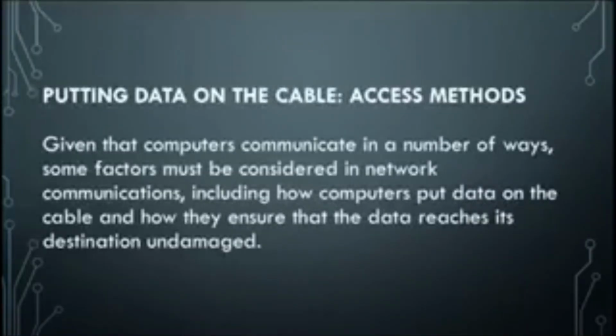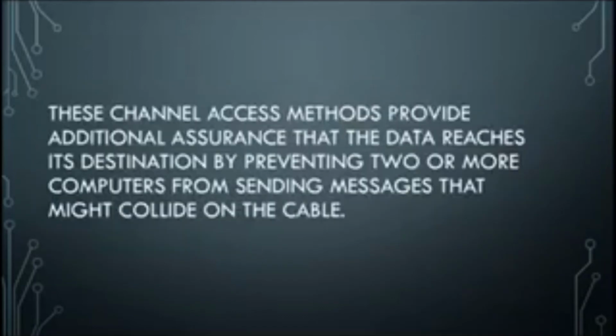Putting data on the cable. Access methods. Given that computers communicate in a number of ways, some factors must be considered in network communications, including how computers put data on the cable and how they ensure that the data reaches its destination undamaged. These channel access methods provide additional assurance that the data reaches its destination by preventing two or more computers from sending messages that might collide on the cable.